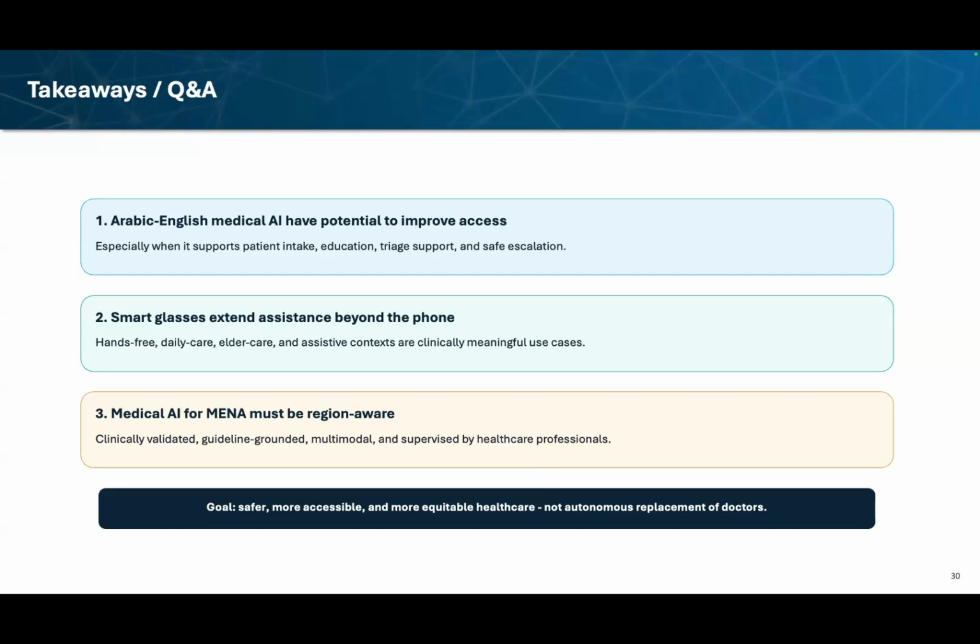There's a question by Samar. She asks, how does your model differ from OpenEvidence besides the Arabic context?